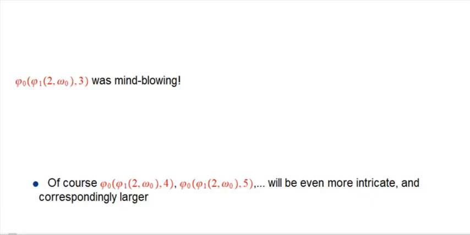Well, so phi naught of phi 1 of 2 omega naught 3 was pretty mind-blowing. Went into that in some detail. Again, even though we're going to go way, way, way beyond that, I'll alternate a little bit between a high level and zooming into the fractal kind of things, which I just like, and give you a little bit more of a visceral sense of what this is doing.